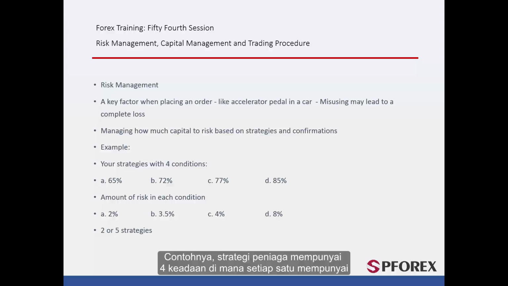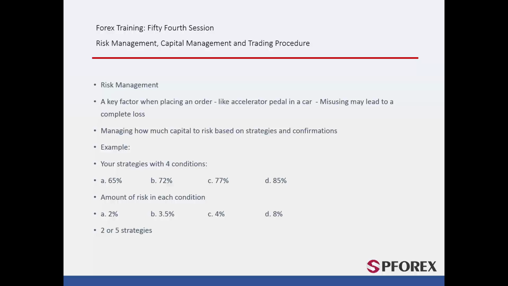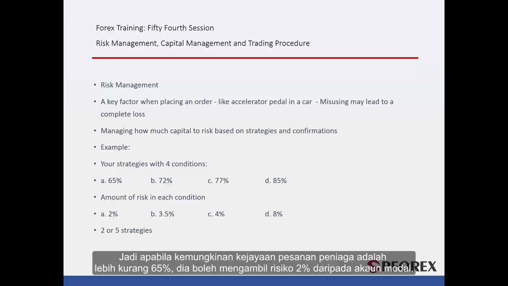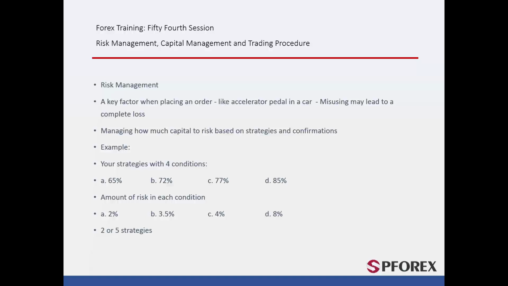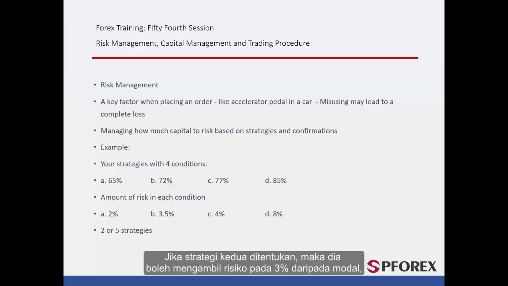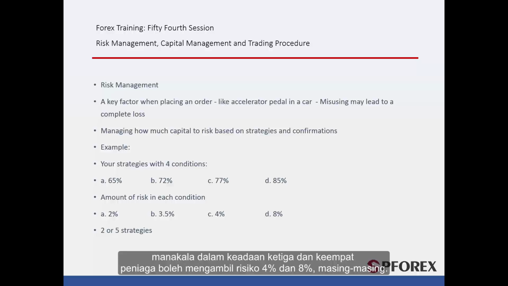For example, the strategy of a trader has 4 conditions, in which each one has a different probability of success based on confirmations and signals: 1. 65%, 2. 72%, 3. 77%, and 4. 85%. So, when the possibility of a trader's order success is around 65%, he or she can risk 2% of the account capital. If the second condition is determined, then he or she can risk 3% of the capital, while in the third and fourth conditions, a trader can risk 4% and 8% respectively.